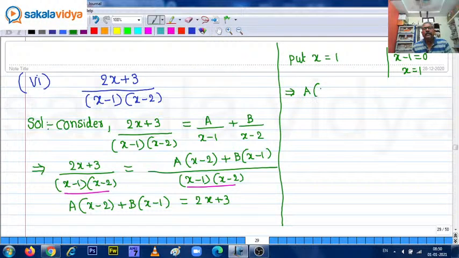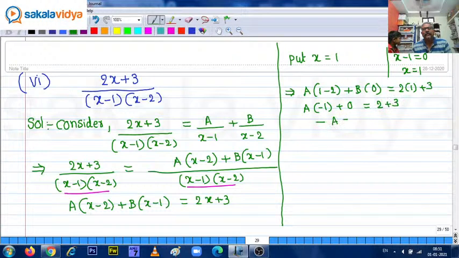We get a times 1 minus 2, just substituting, plus b times, instead of x minus 1, 0, so this is equal to 2 times 1 plus 3. This is a times negative 1 plus 0 equals 2 plus 3. This is negative a equals 5. So a equals negative 5.